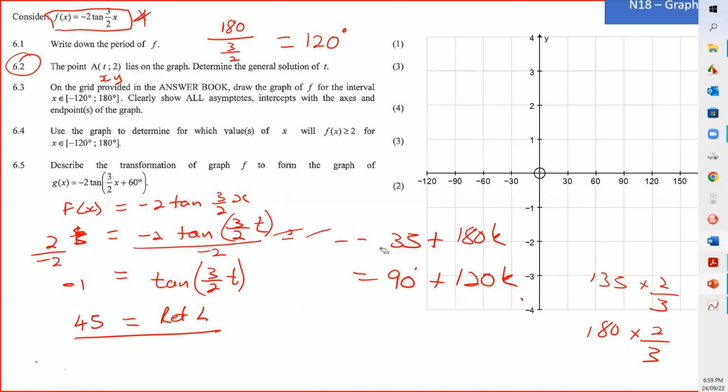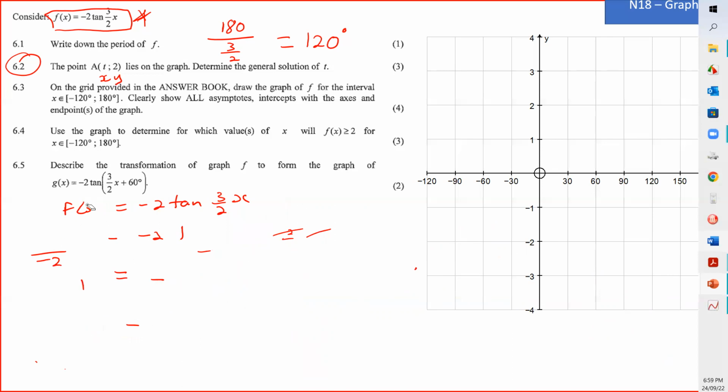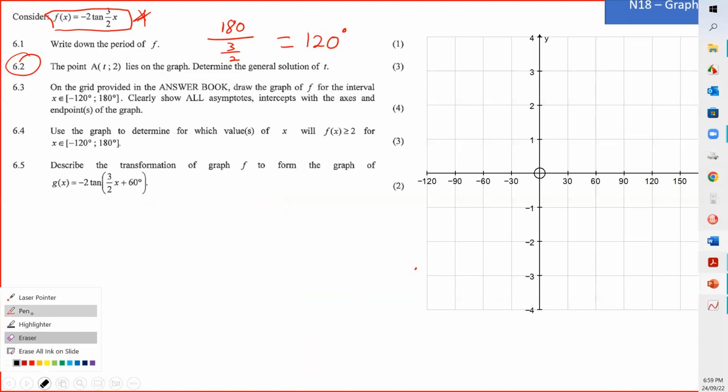Okay, the next question says draw the graph. Now, to draw the graph, remember what I said, you can use the table on the calculator. I'm sure now you know how to sketch tan graphs, so I'm going to skip that. If you really don't know how to use your calculator, let me know and we'll actually do it. So can I skip 6.3, the sketching one? All you have to do is punch in the values on the calculator, put your dots and draw your line.